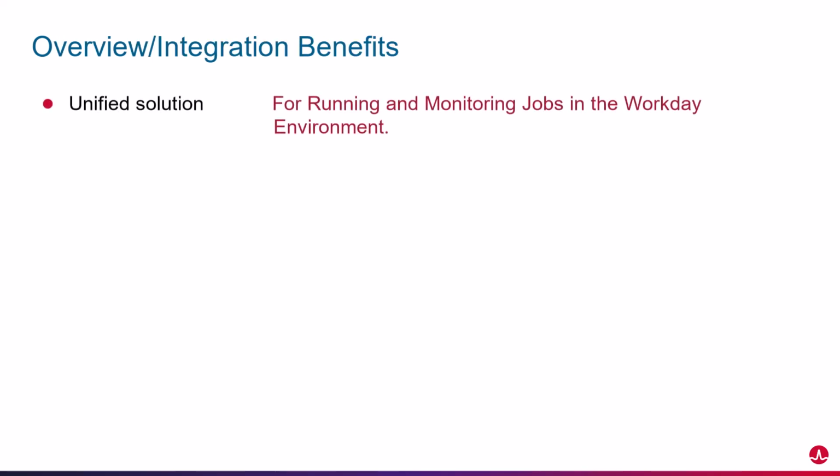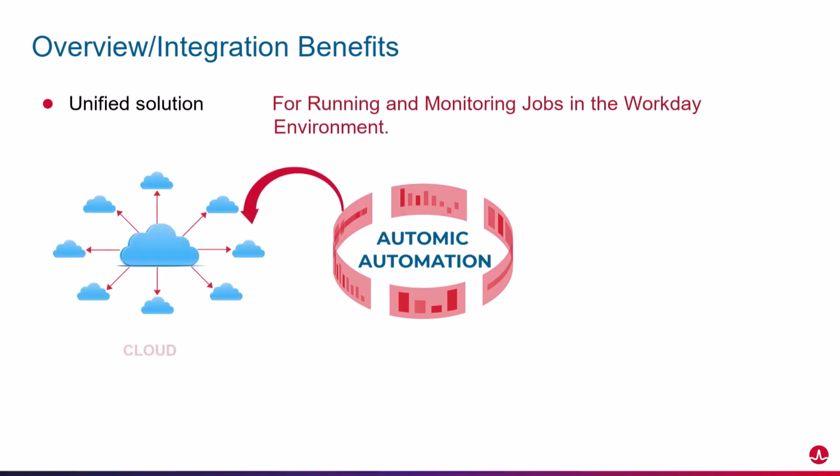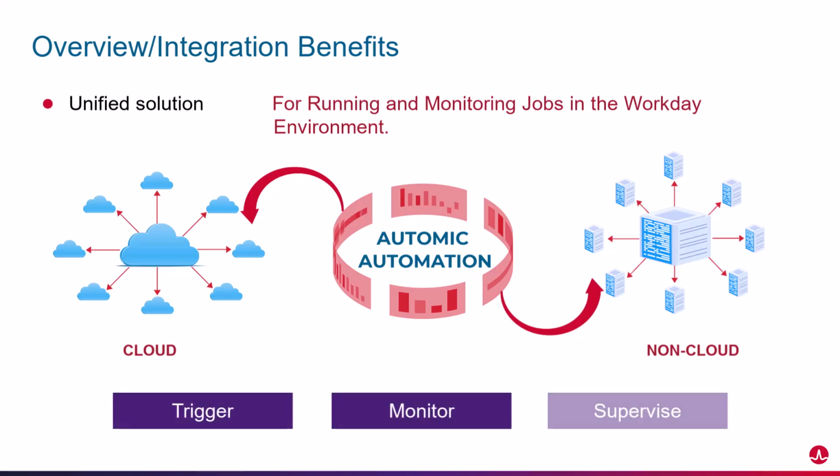Automic Automation plays a central role in orchestrating operations across multiple environments, including the cloud. Automic Automation synchronizes these processes with other, non-cloud operations. By integrating Workday, we can configure process automation centrally in Automic Automation and then trigger, monitor, and supervise everything in one place. Workday processes can then be synchronized with all other environments routinely supported by Automic Automation.